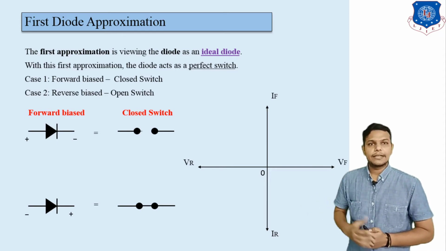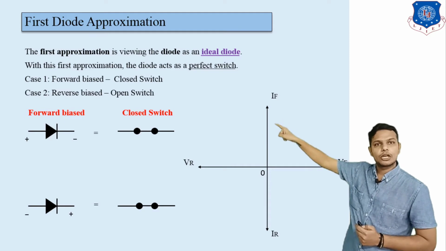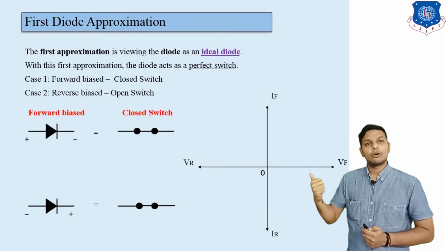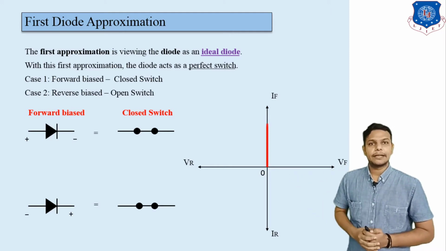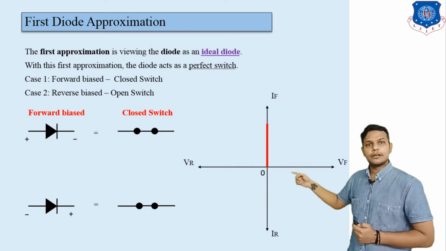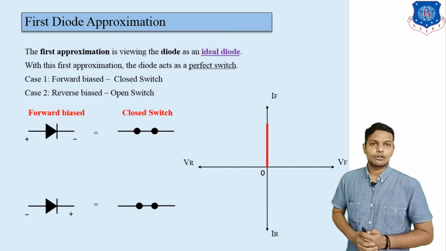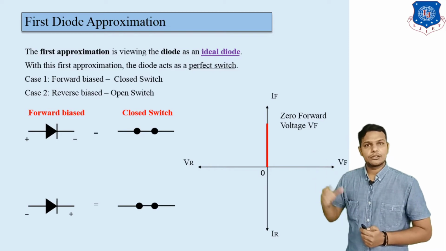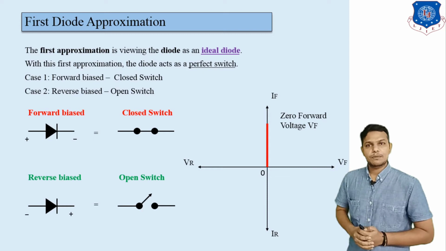So it is equivalent to a closed loop. This is the equivalent circuit of forward bias, a closed switch. A closed switch means current always flows from one end to the other. In the graph, the current is flowing, but we cannot measure voltage across this wire. So this is zero voltage, zero forward voltage VF.